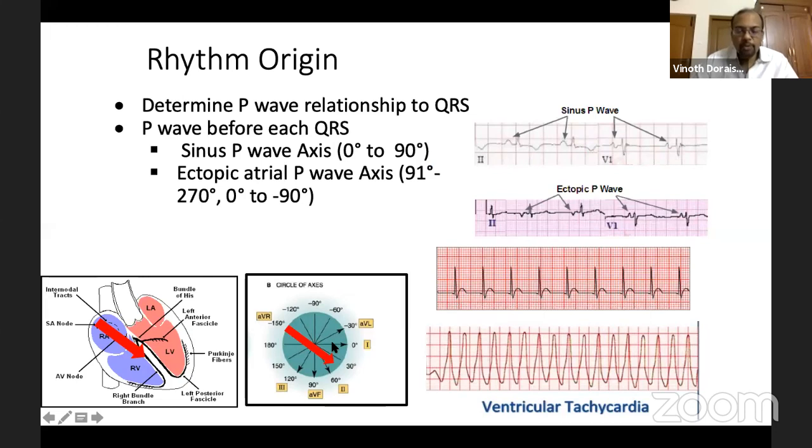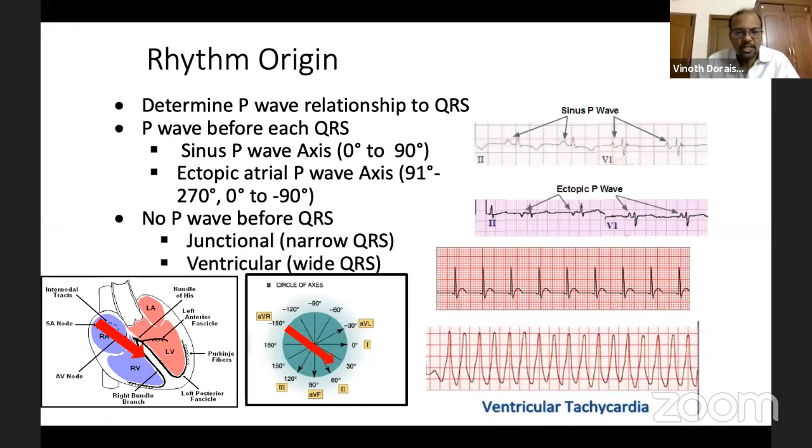For the P wave to be of normal axis, it should be between 0 to 90 degrees, which means it should be positive in 1, 2, and AVF. So if it is positive in 1, 2, and AVF, and if a P wave is succeeded by a QRS complex each time with a constant PR interval, then it is a sinus rhythm. Suppose the P wave is not in this lower left quadrant and is in the other quadrants, then it is an ectopic atrial rhythm. So we'll go to examples of each.